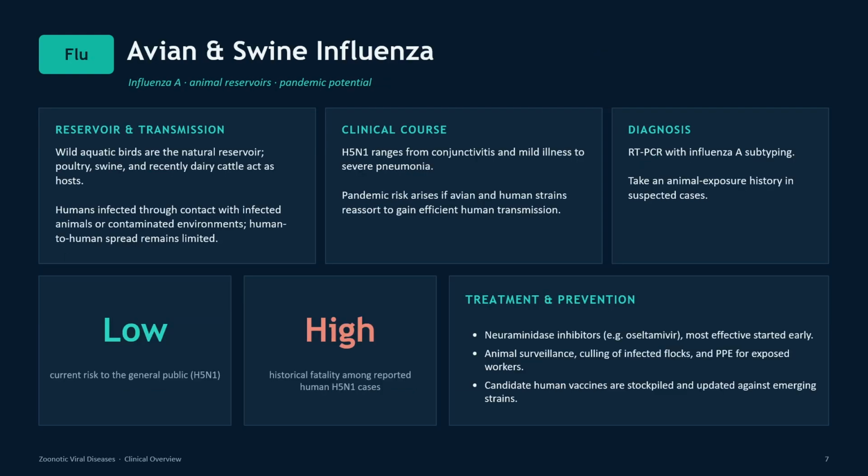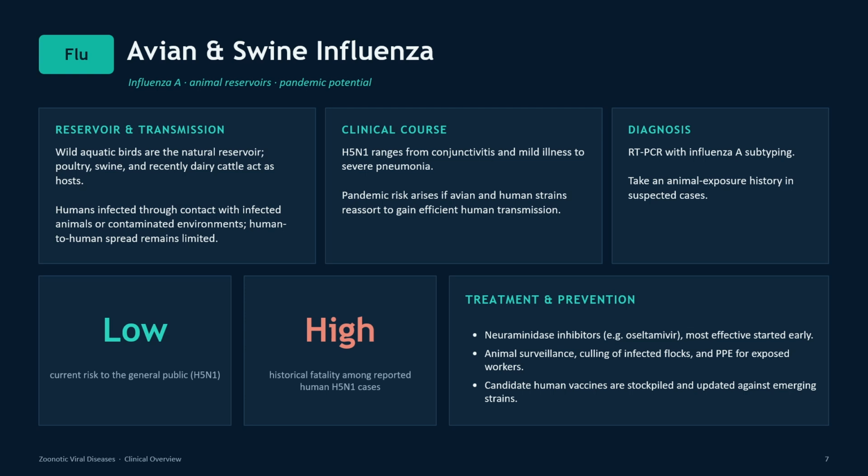Avian and swine flu round out our list, and this is the one that keeps pandemic planners up at night. The natural home is wild birds, but the virus spills into poultry, pigs, and newly, dairy cattle, which is why H5N1 has been in the news. Right now, human cases come from close animal contact, and person-to-person spread is limited, so the current risk to the public is low. But here's the catch.